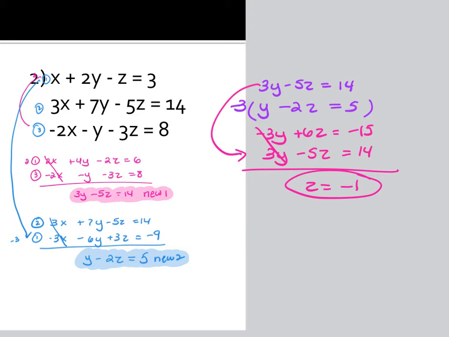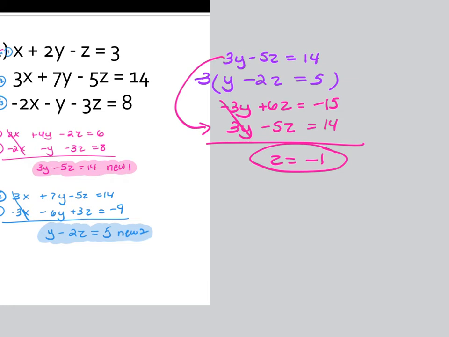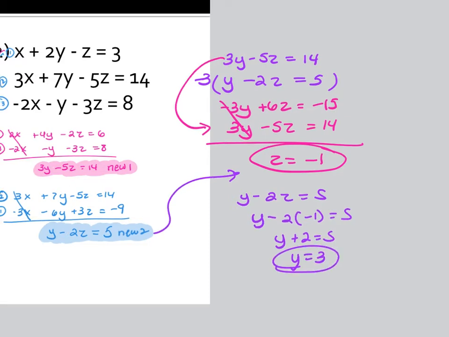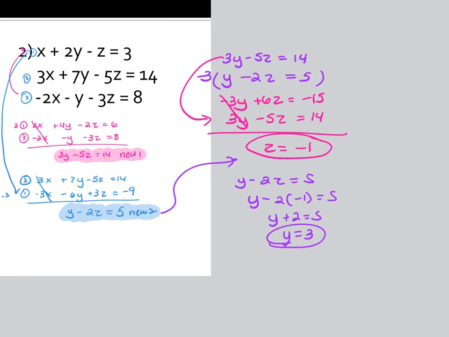Then you have to take that and plug it into one of the new ones. So which one did you do? I did the easy one. New 2? Y minus 2z. Yeah, okay. Y minus 2z equals 5. Y minus 2 times negative 1 equals 5. There's the y. And then you have to plug it into one of the original. I used 1. The top one, yeah.